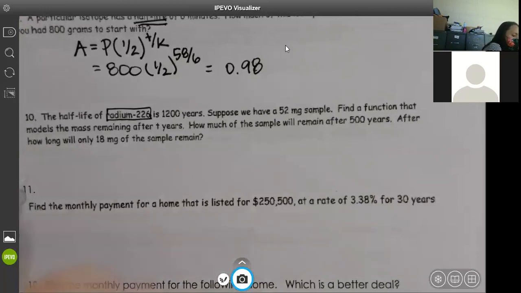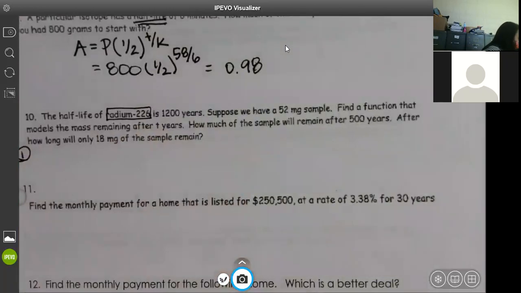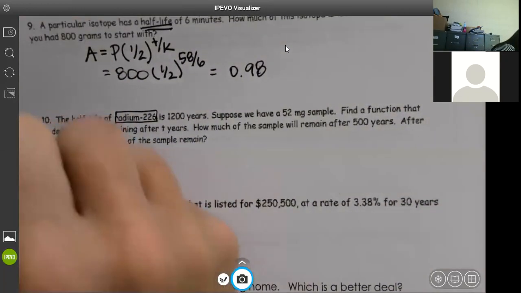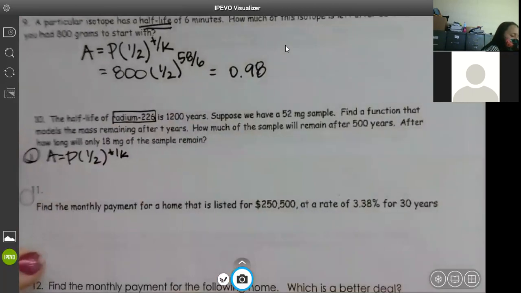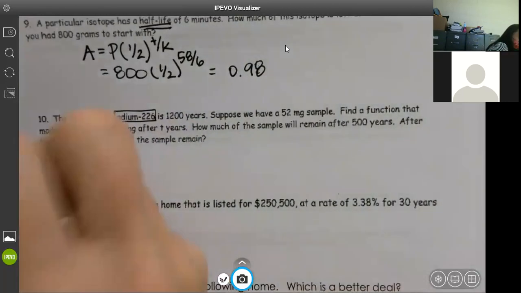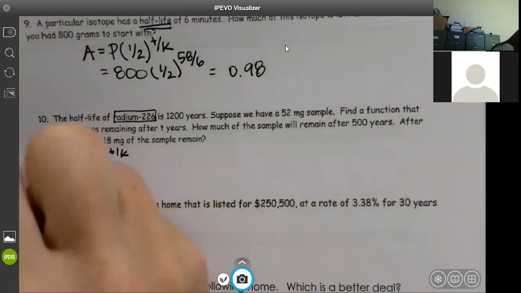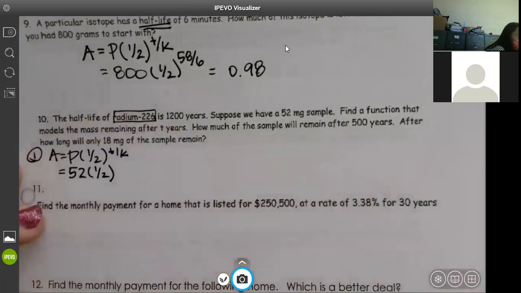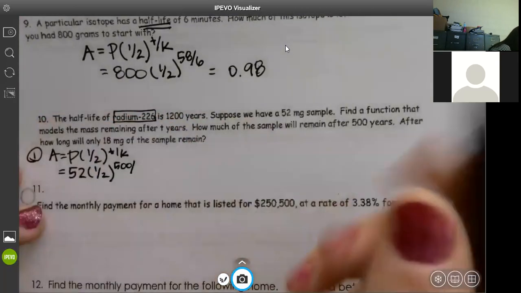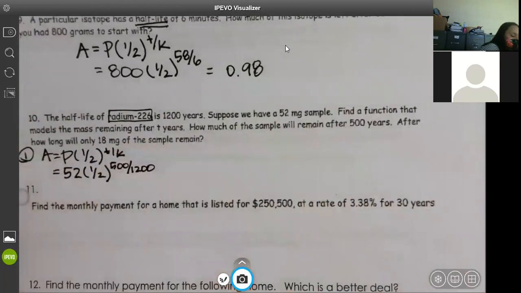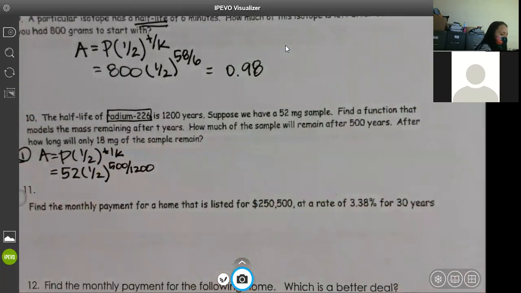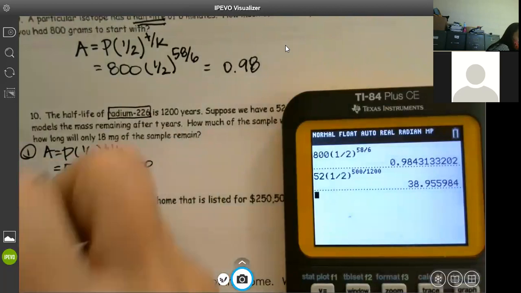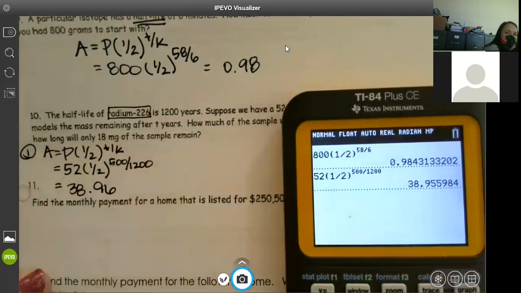So we're going to start with the first thing. So the first question was how much will remain after 500 years? So we're going to start with that. So A equals P times 1/2 to the T over K. We started with how much? 52 times 1/2. How long are we doing this? 500. And the half-life is 1,200. Stick that straight into your calculator. 52 times 1/2 to the 500 divided by 1,200. And we get 38.9559, and I'm just going to round it to 0.96.